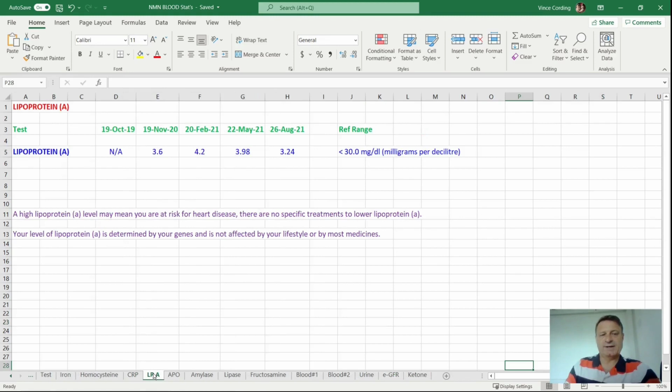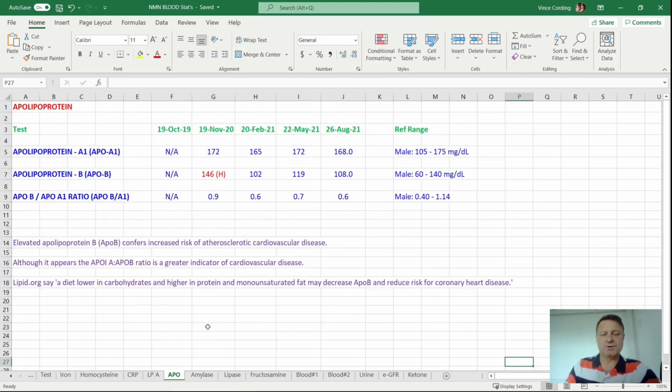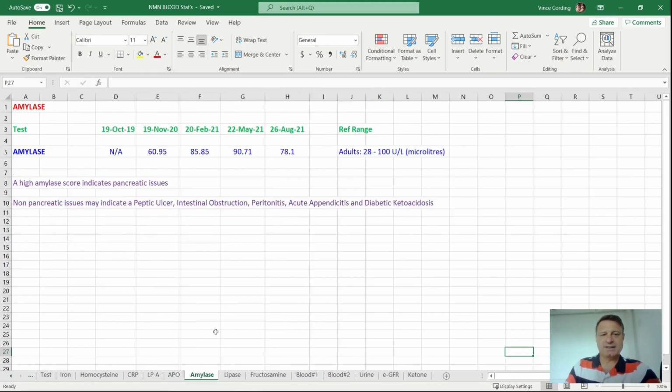Moving on, looking at my lipoprotein(a), that is within range, and down from last time. My apolipoprotein A1 and B, all within range, no issues there whatsoever. My amylase, again, all within range, no issues there, and down from last time, so that's good also. Moving on, let's take a look at my lipase.